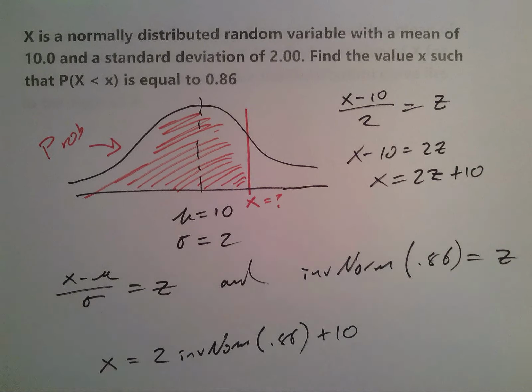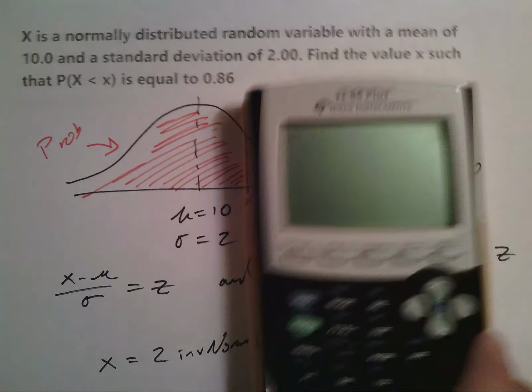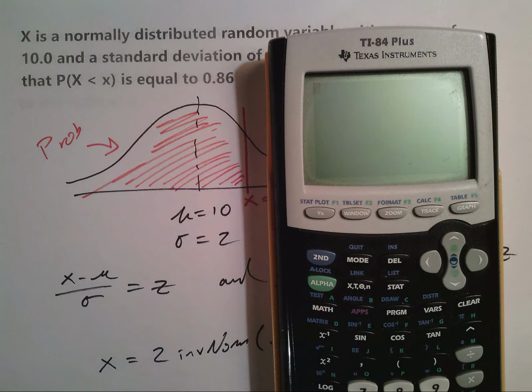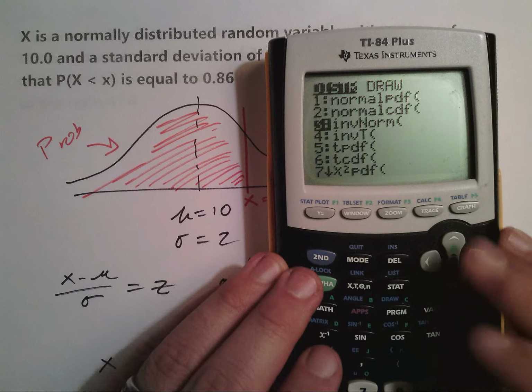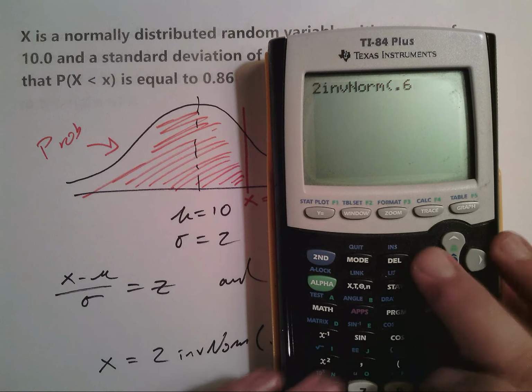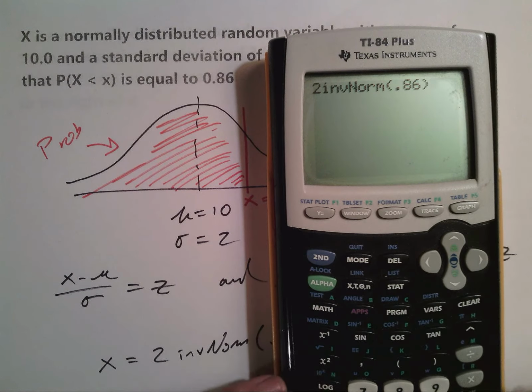So now I'm just going to plug that into my calculator. So we said it was 2 times inverse norm of 0.86, and I'm going to add 10 to that. And there we get what our x value needs to be in order to yield a probability matching the 0.86.